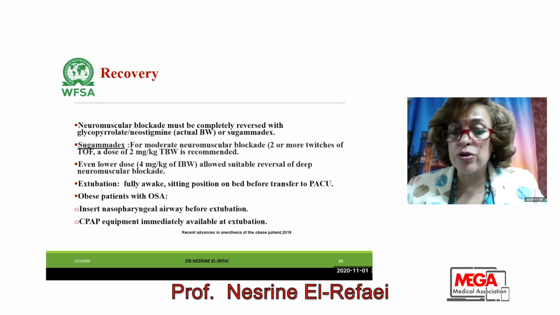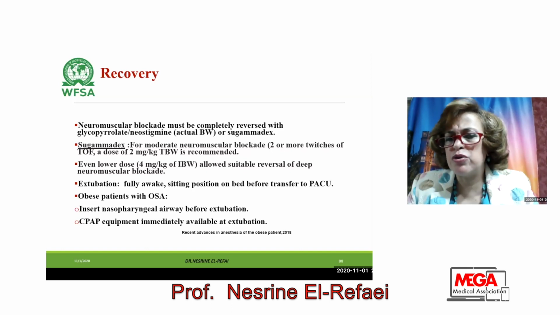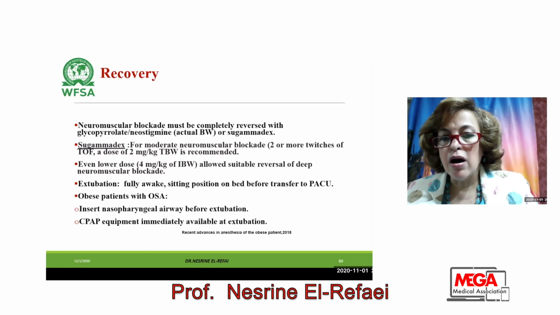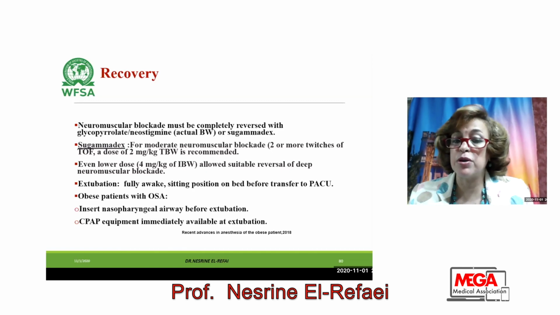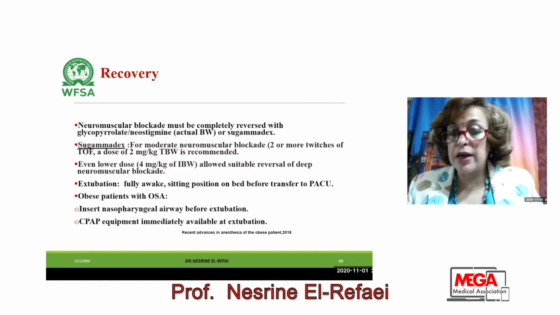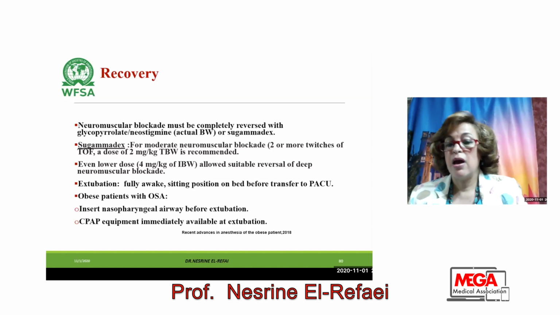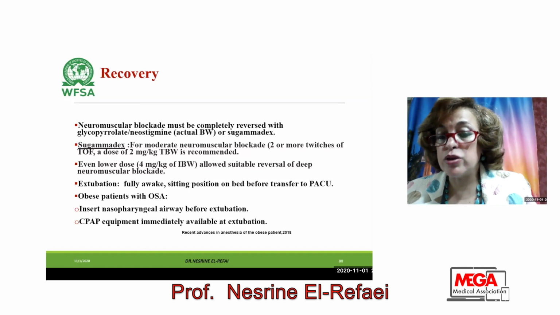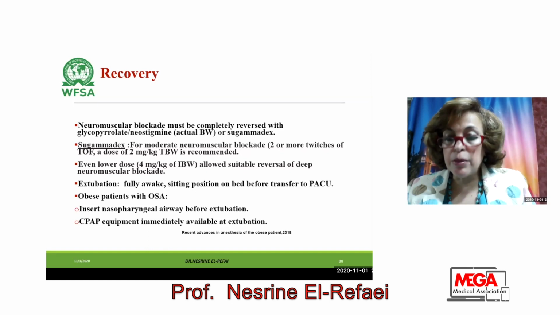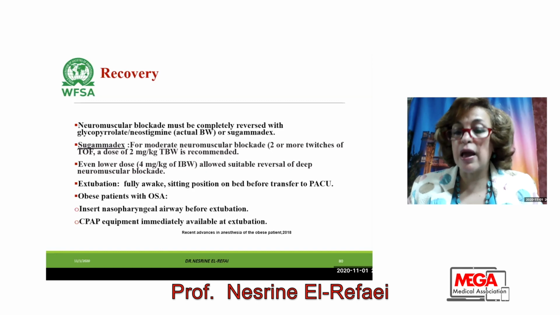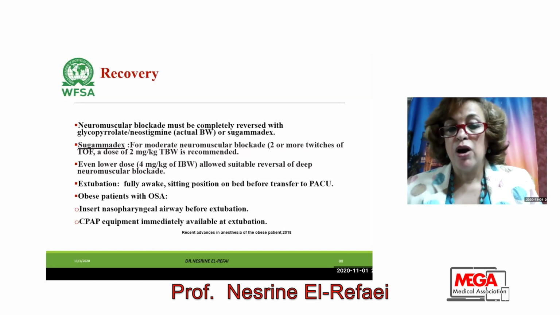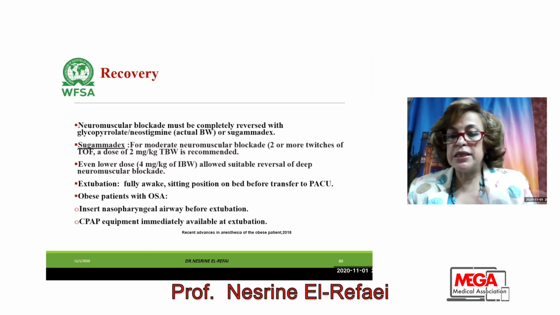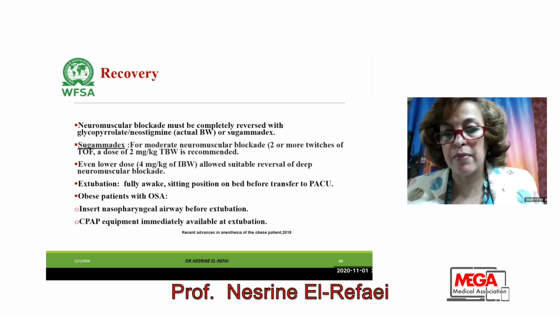Other authors say that you can use a lower dose. They tried using 4 milligrams per kg of the ideal body weight, which is much less than the total body weight, and they used it for a patient in a deep neuromuscular blockade, and it was found to be suitable to reverse the patient completely. So the research here is still conflicting.